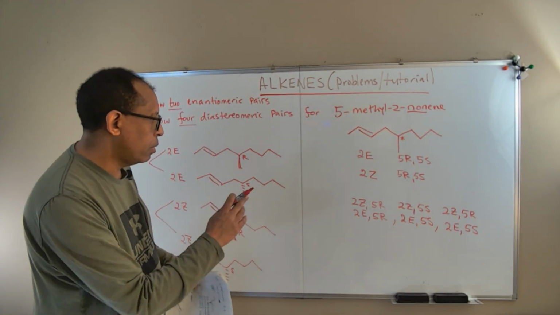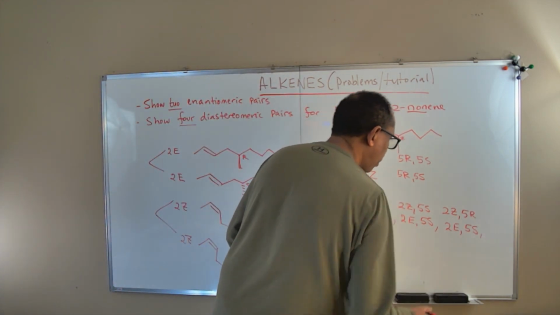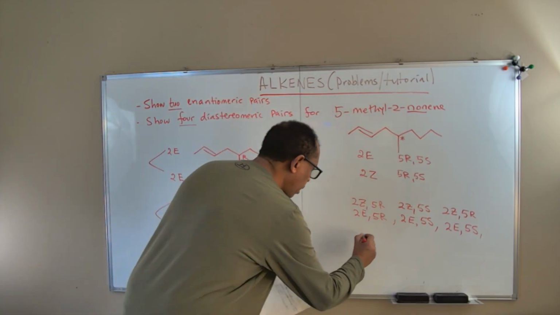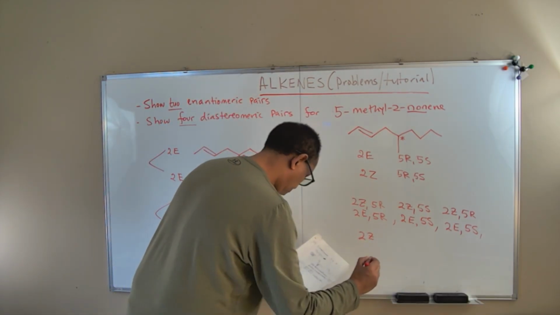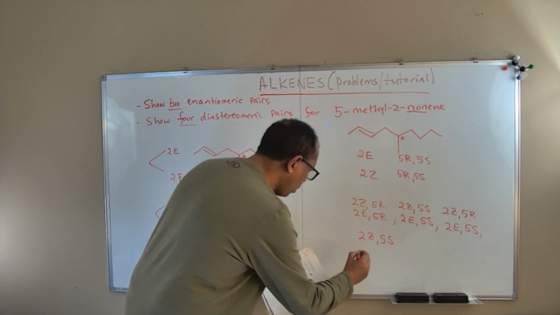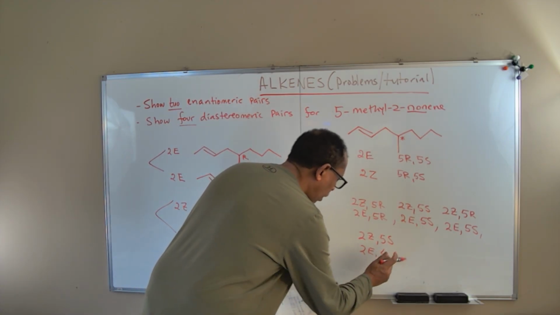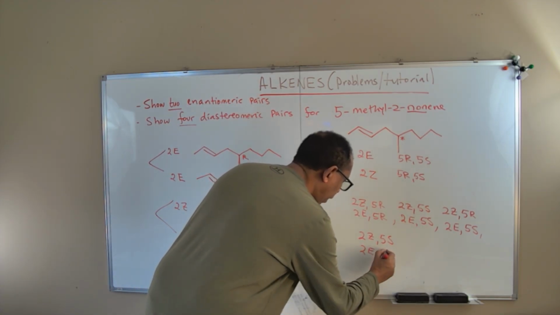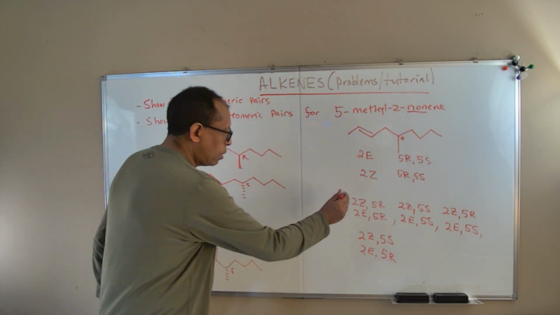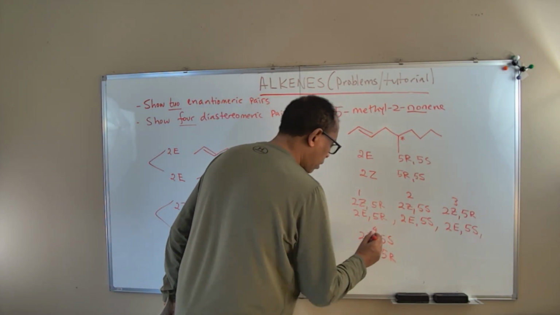So 2Z, 5R, okay, so that is the third pair. The fourth would be 2Z, 5S, and 2E, 5R actually. Sorry for that. So this is one diastereomeric pair, second, third, fourth diastereomeric pair.